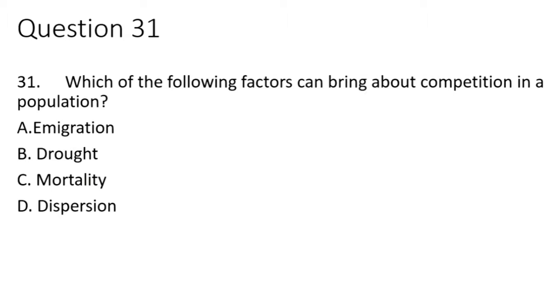So the correct option there is option B. So it is the factor that can bring about competition in the population. When there is drought, they will compete for the available water.